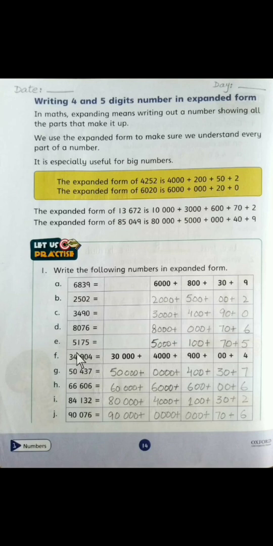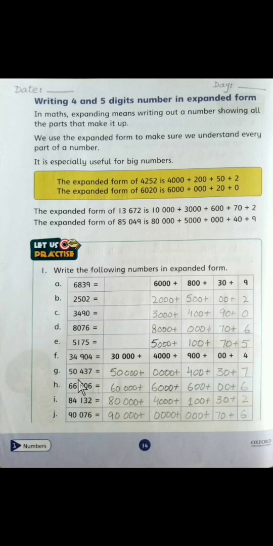We name this number 5175, and we write this number in expanded form like 5175. Look at F. Here we have a 5-digit number, 34904, and we read this number like 34,904. Now we have to write it in expanded form. 3 is 10,000, so we write 30,000, 4,900, 0 in the tens column, so we have to write 20 in the tens column and 4.